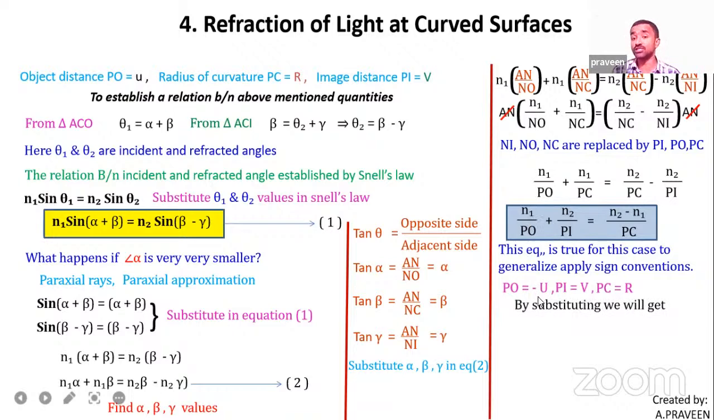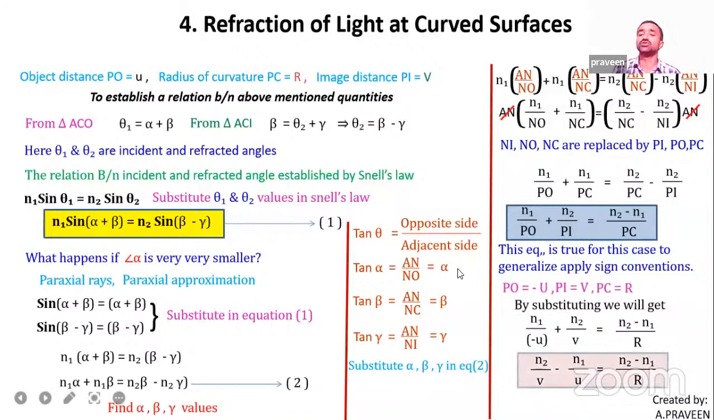By substituting, what will we get? n1 by PO is minus u, and n2 by PI is v. I will take the positive term first and the negative term next. So n1 by minus u plus n2 by v equals n2 minus n1 by PC, which is plus R. So n2 by v minus n1 by u is equal to n2 minus n1 by R. You will get a relation. This relation is called the curved surface formula. From this you are able to derive the plane surface formula, which we will discuss in tomorrow's class.